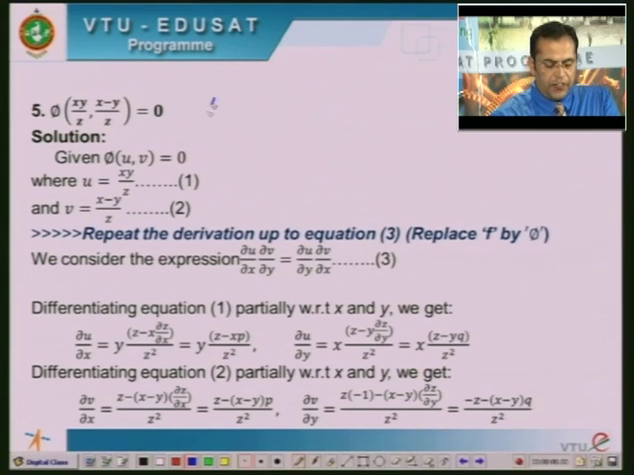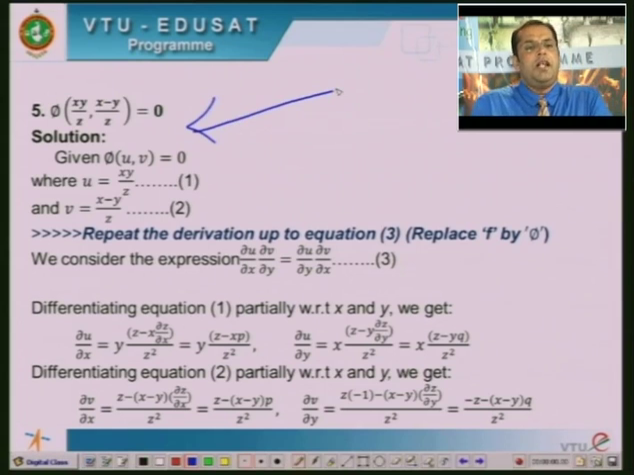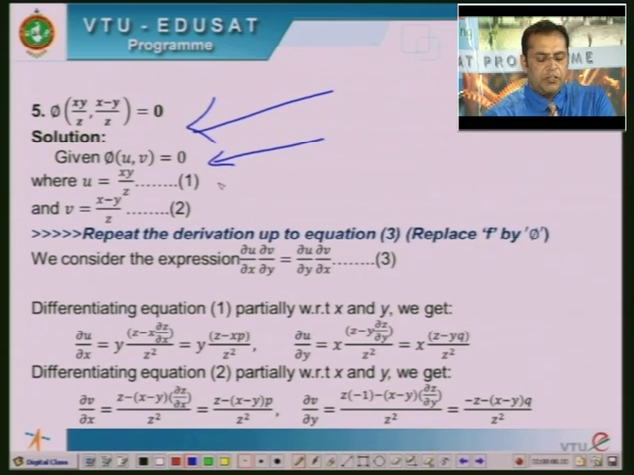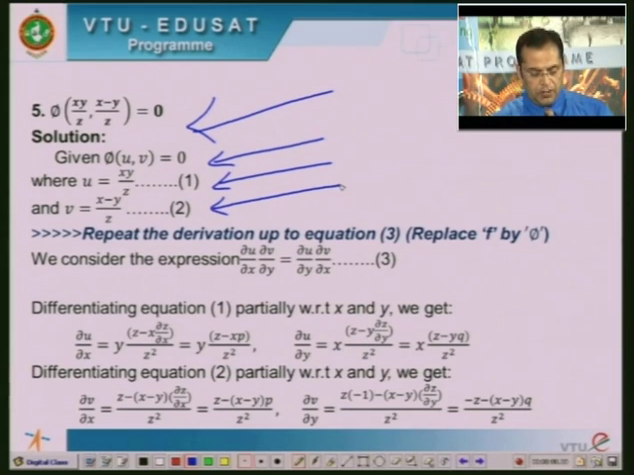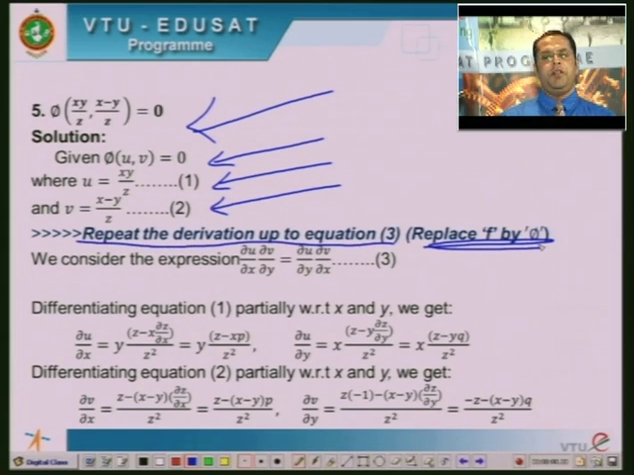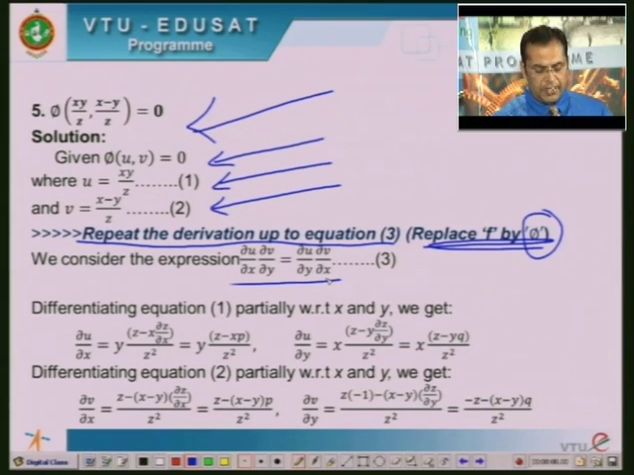the function to be eliminated is phi. So, eliminate the function phi given phi of x y by z comma x minus y by z equal to 0. So, you are given phi u v equal to 0, where u is x y by z and v is x minus y by z. So, you repeat the derivation up to equation 3 again. The derivation shown in one of the previous slides was related to the function f. So, it is quite obvious that to show the derivation you just replace f by phi and arrive at equation 3 again. Now, how to differentiate?